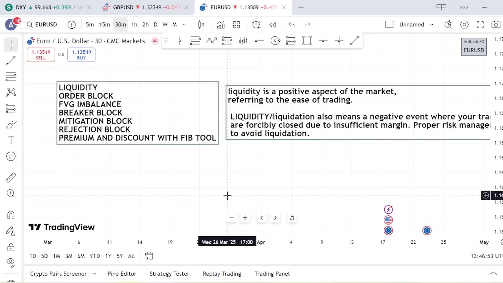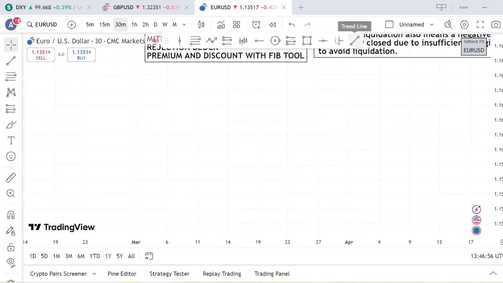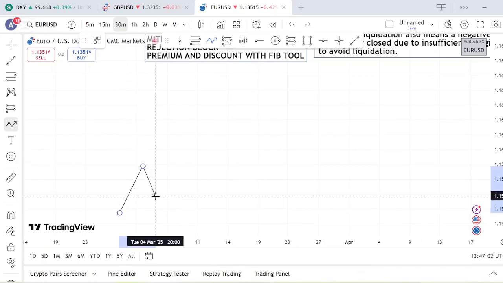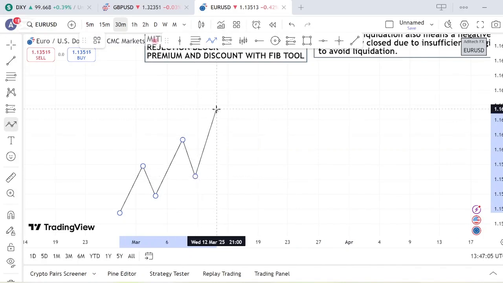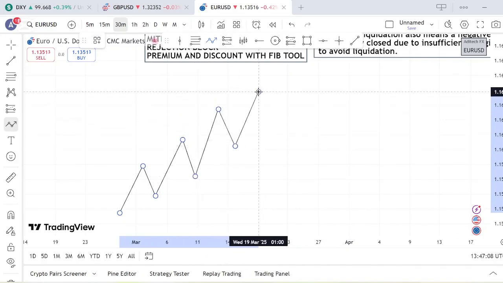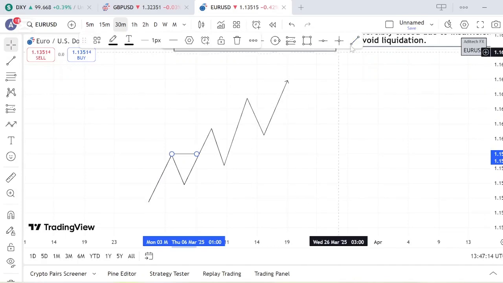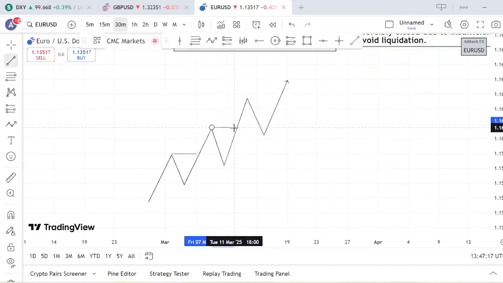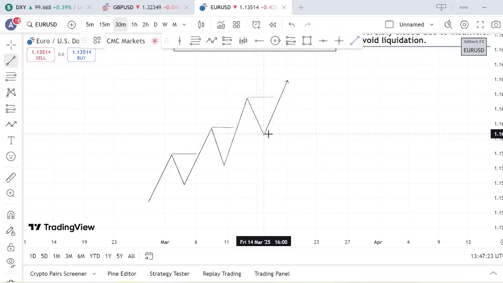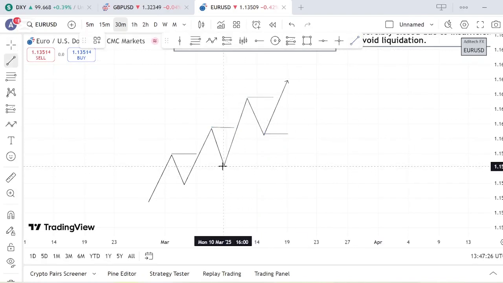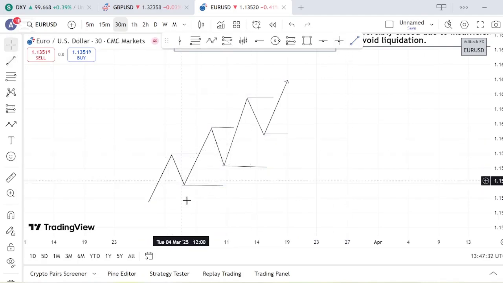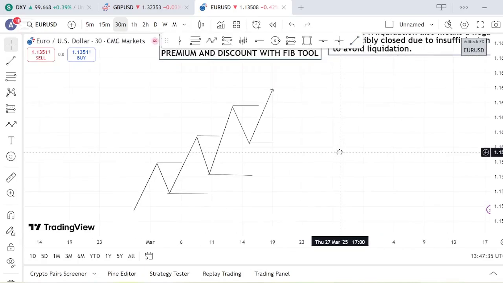So how can we spot liquidity on the chart? Liquidity is found on highs and lows in the market. Assuming we have price action like this where we're in an uptrend, forming a series of higher highs and higher lows, where can we find liquidity on the chart? Liquidity is right here. These are highs. Liquidity is also right here, resting on these highs in the market. These are areas where you can find liquidity in the market.